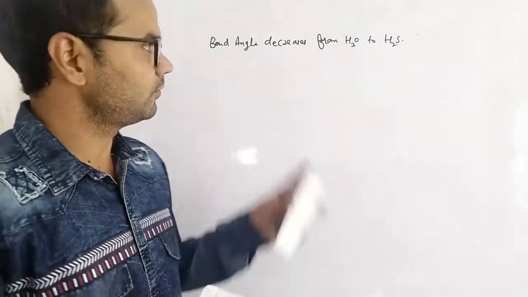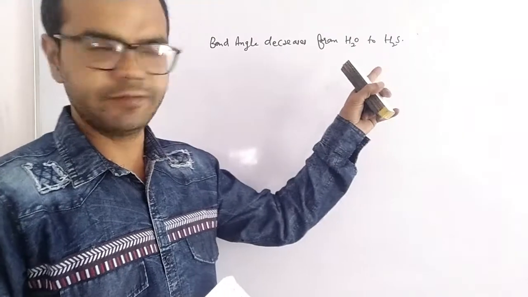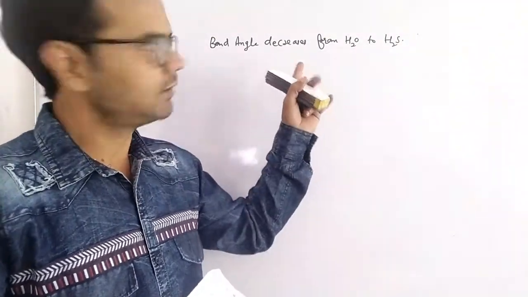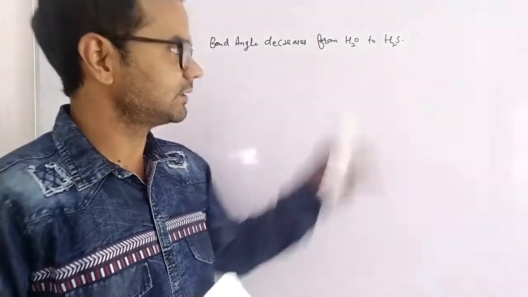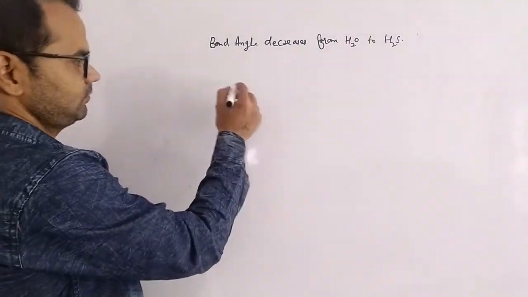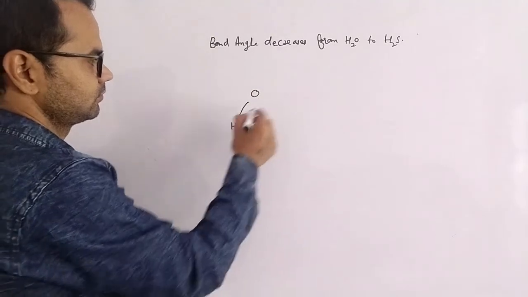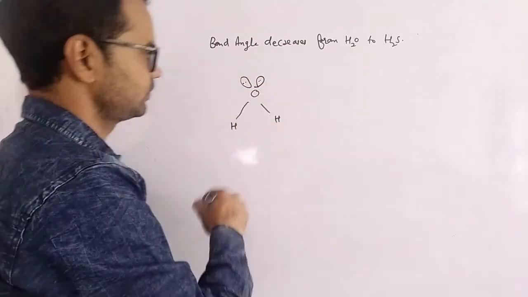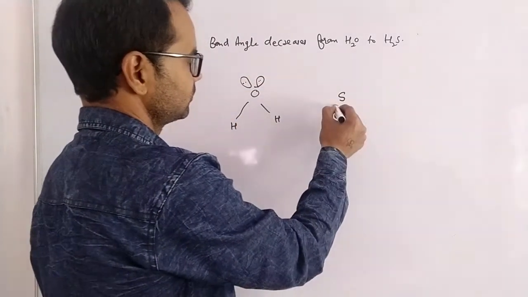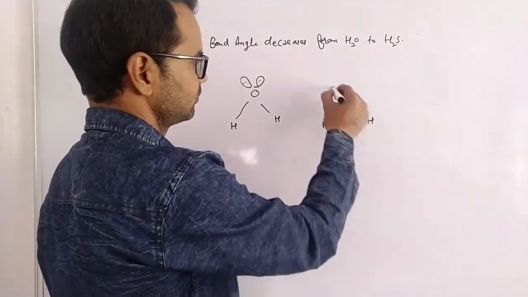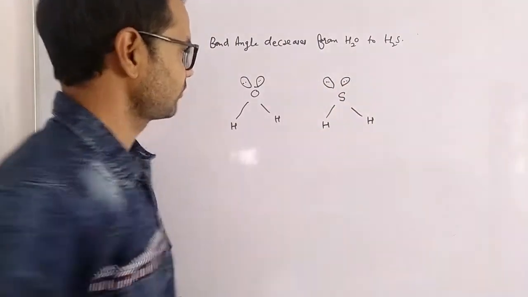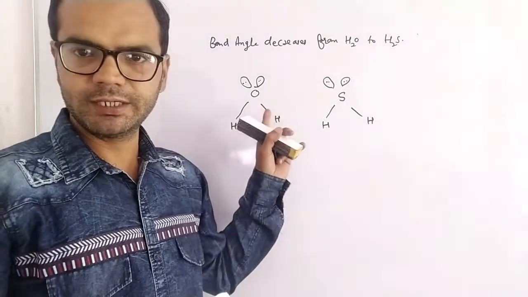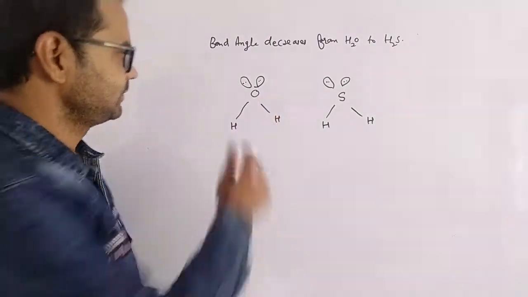why bond angle decreases from water to hydrogen sulfide. If we move from water to hydrogen sulfide, there is a decrease in bond angle. Why? Although they have the same hybridization, both have 2 lone pairs, but as we know, oxygen is more electronegative, so this will attract.